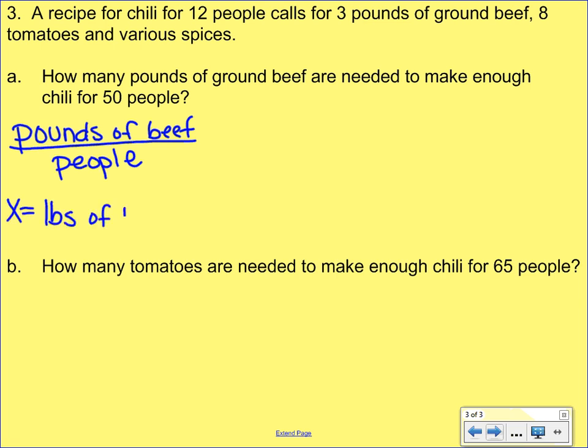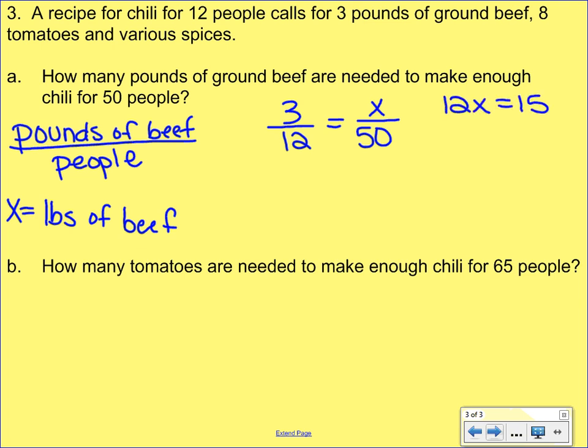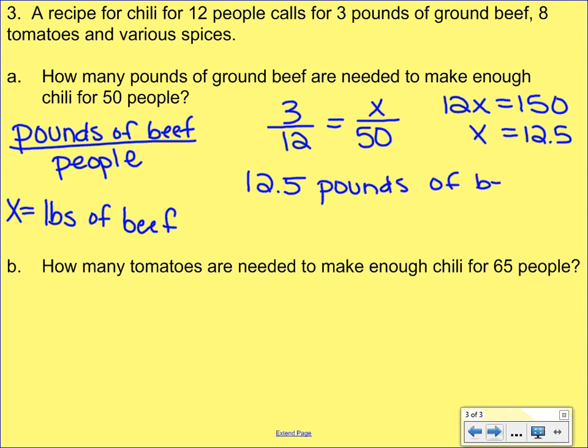X is actually going to stand for pounds of beef. And when we set up our template, we know that for 12 people, we need 3 pounds of beef. So the first ratio is going to be 3 over 12. And then on the other side, it would be x over 50, because we know we want a recipe for 50 people. So cross multiply, we get 12x equals 150. And when you solve, x is 12.5. Okay, so we need 12.5 pounds of beef to make chili for 50 people. And well, let's just write 12.5 pounds of beef, or I think you get the answer statement.